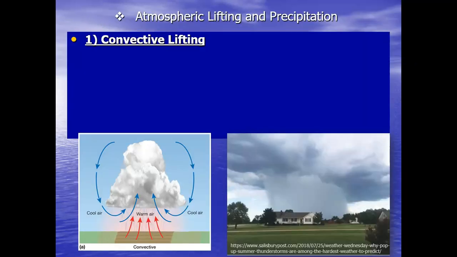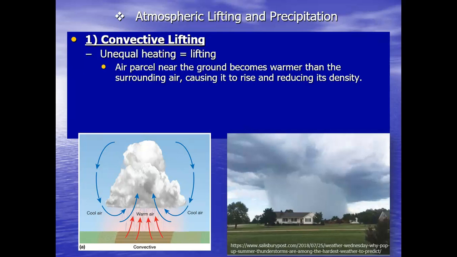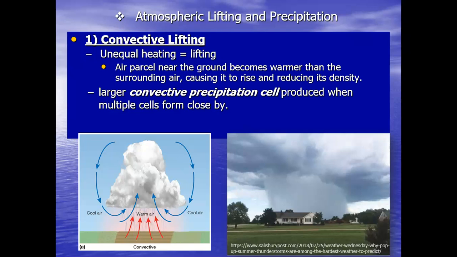What are the four principal lifting mechanisms? Our first is convective lifting, and this is typical on a hot summer day in certain parts of the United States where you have unequal heating, and air near the ground becomes warmer than the surrounding air. As that air warms, it becomes more buoyant and lighter, reduces its density, and it is caused to rise. And that rising air can then form clouds.